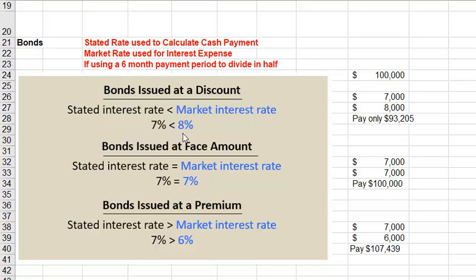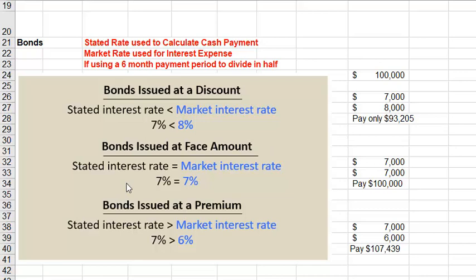If the market bonds with similar risk to ours are paying $8,000 or 2 $4,000 briefcases of cash over a year, which would an investor rather have? $8,000 over the year or $7,000? Clearly, they'd rather have the $8,000. So they are only going to pay us a discounted amount of approximately $93,000 for our bonds.